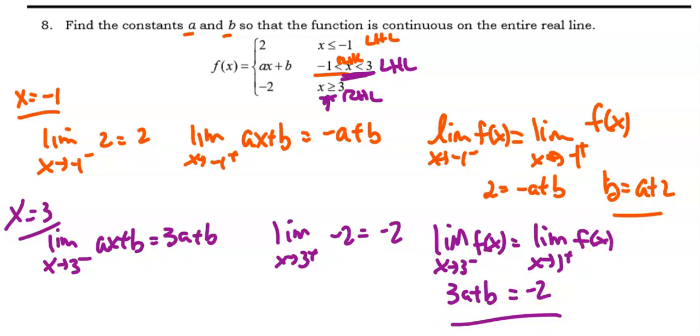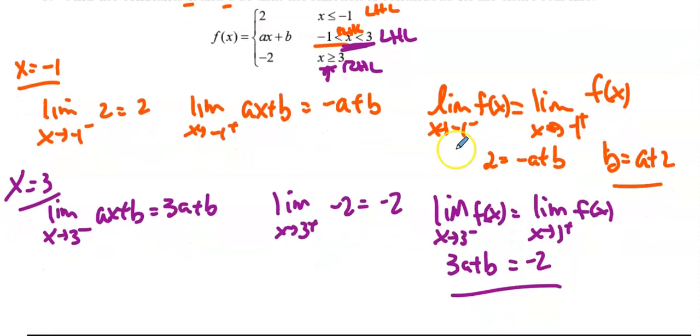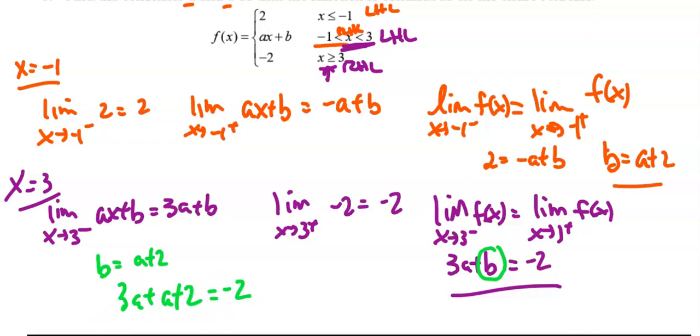And I've got two equations with two unknowns. And that goes back to good old Algebra 1, Algebra 2. So I now know that b is equal to a plus 2. Well, here is our b. So I can say that 3a plus a plus 2 is equal to negative 2. And just like our system of linear equations, now we can solve for this. We get 4a is equal to negative 4, so a is going to be equal to negative 1.